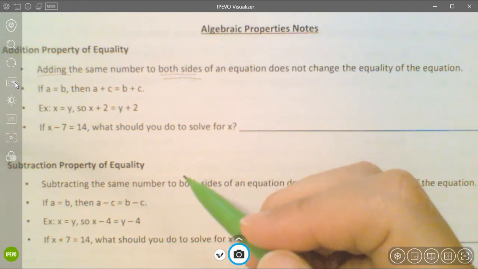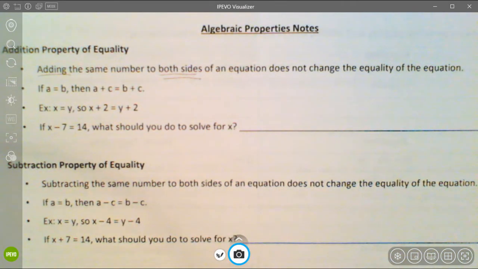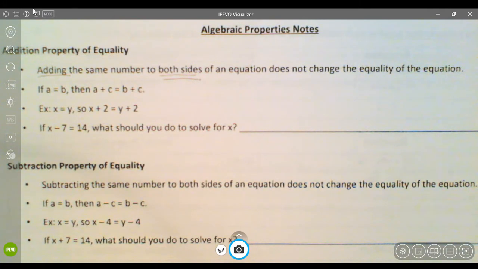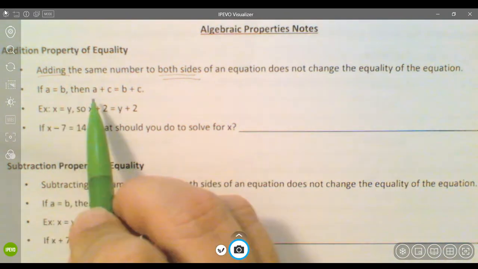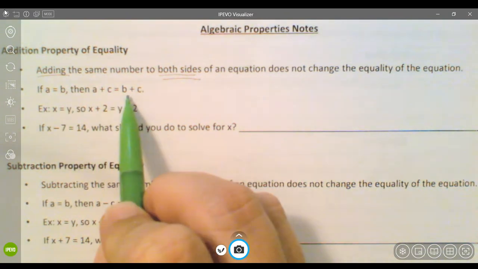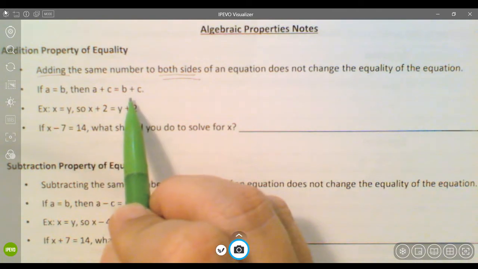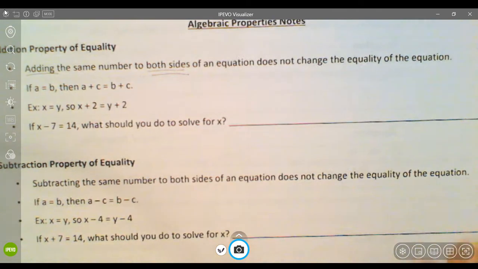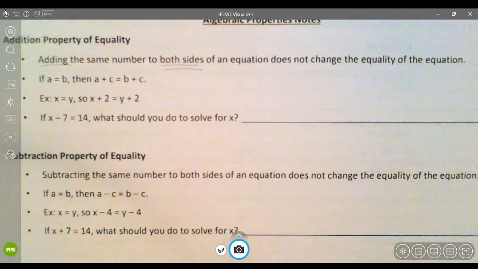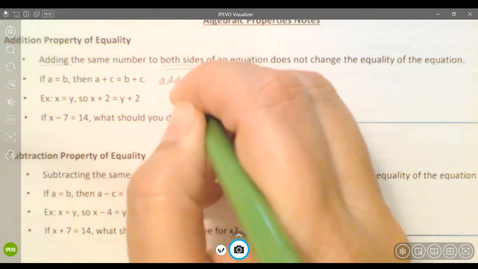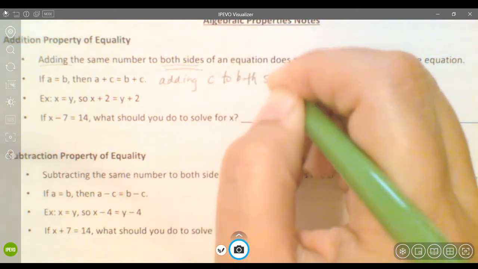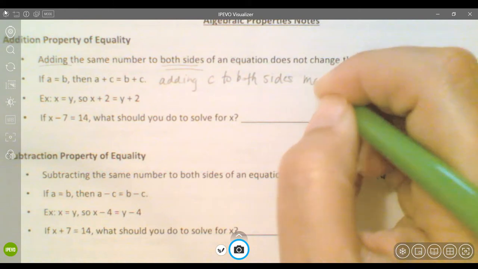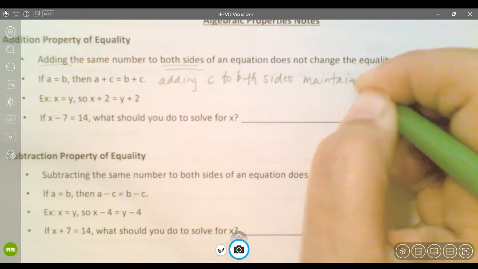That's the important thing here, we're adding this to both sides of the equation. Adding this number to both sides does not change the equality. So here if A equals B, then A plus C equals B plus C. See how we added C to both sides? We're still maintaining equality, okay? And I'm actually going to write that here. Adding C to both sides maintains equality.